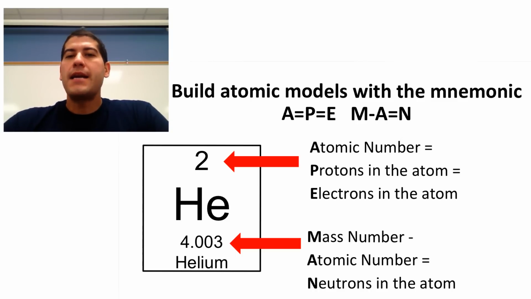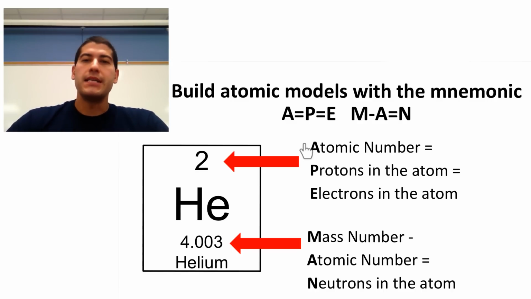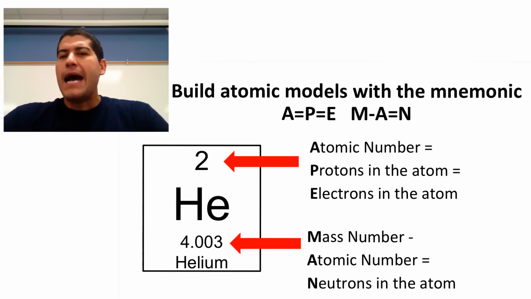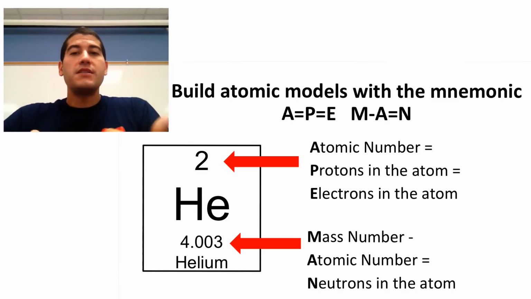When you're drawing your atoms, I'd like you to write out ApeMan, just vertically, like this. I wrote what each letter stands for, but you can just write the letters. If you prefer, you could write it horizontally with the equals and minus signs instead. After you write ApeMan down, just fill out the numbers beside each letter.